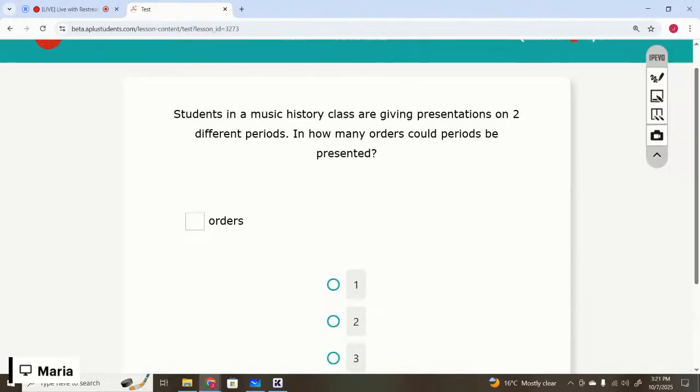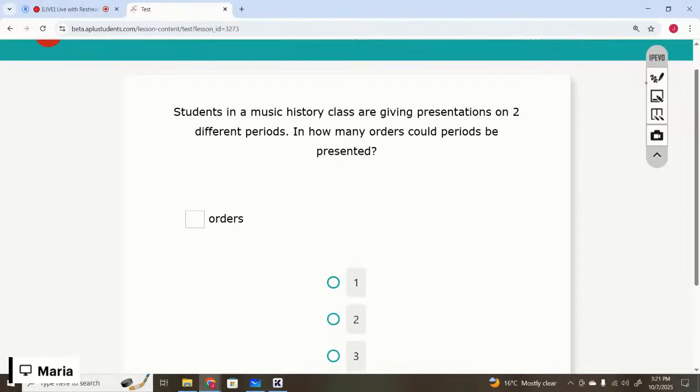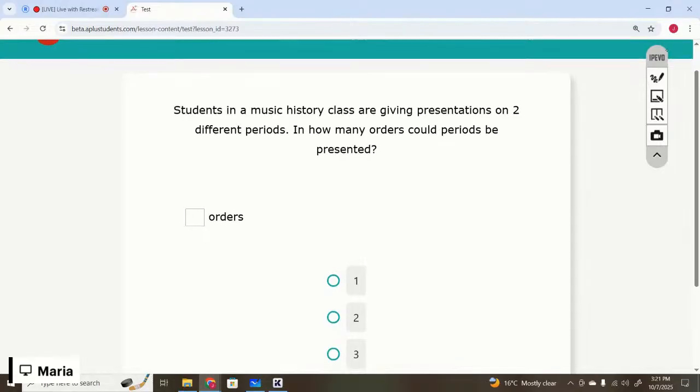Students in music history class are giving a presentation on two different periods. In how many orders could the periods be presented? So you need to evaluate 2 factorial. So 2 factorial is 2 times 1, which is 2. The 2 factorial is 2.